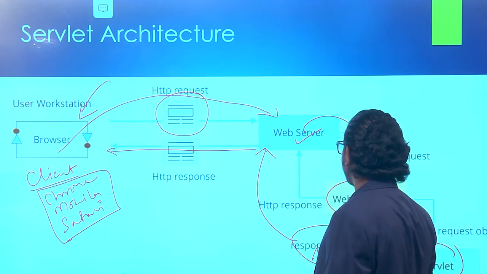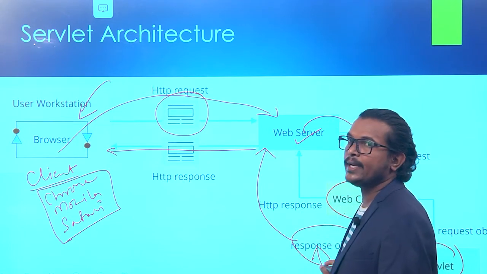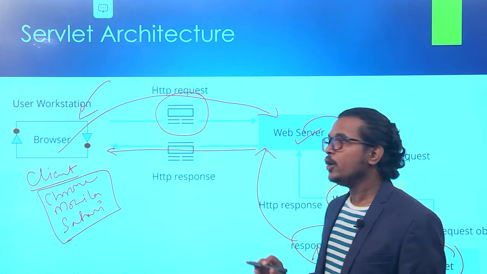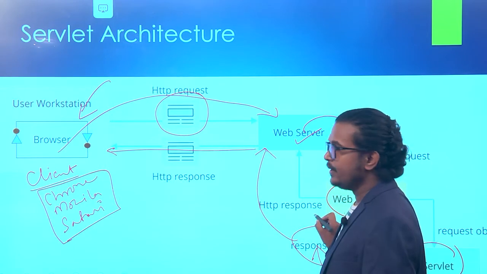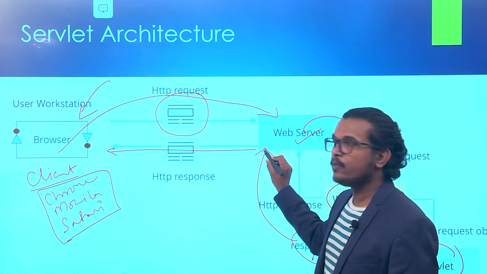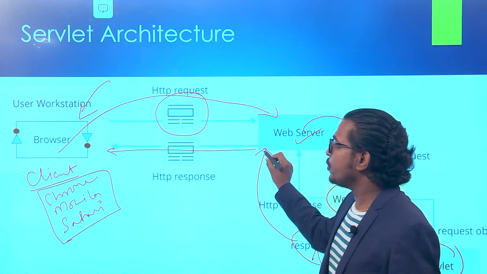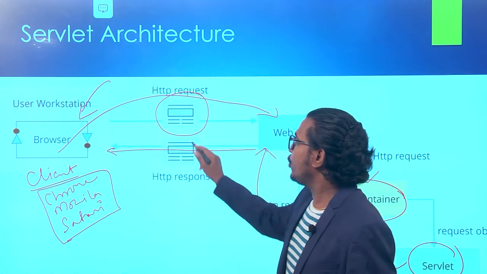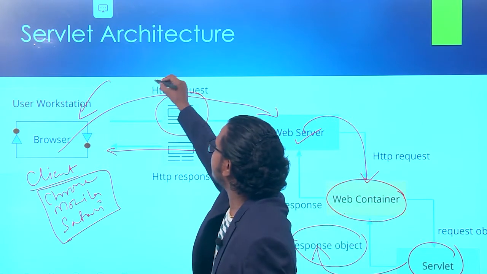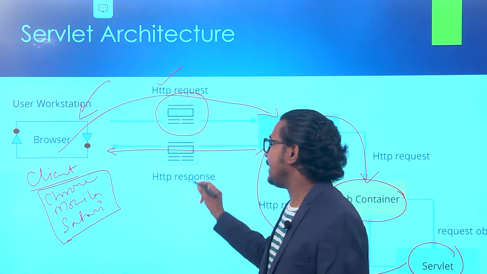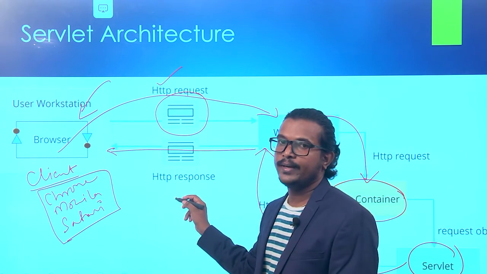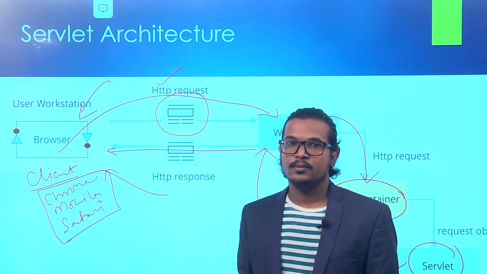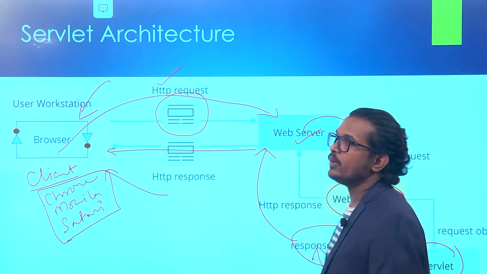So it will map to that resource, create a response, and that response will be forwarded to your web browser through the web container. After that, it will be forwarded to the web server, and only after that will it be forwarded to the web client. If the client sends an HTTP request, it will create an HTTP response and forward it to the requested client. So this is about the servlet architecture.